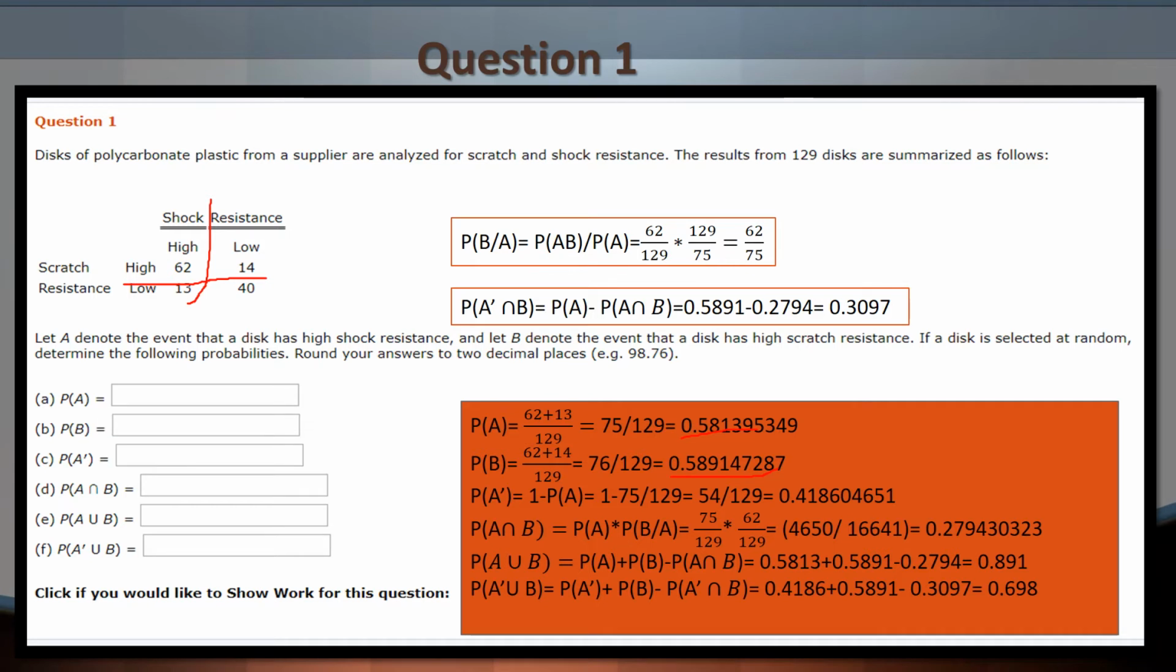Now P of A dash, the formula for this is 1 minus P of A. You have to remember these formulas. These formulas are very important. So 1 minus 75 divided by 129 is 54 divided by 129. A dash means A does not happen. Whenever there is P of A dash, you have to think that event A has not occurred, so you just subtract 1 minus P of A. This is a formula.